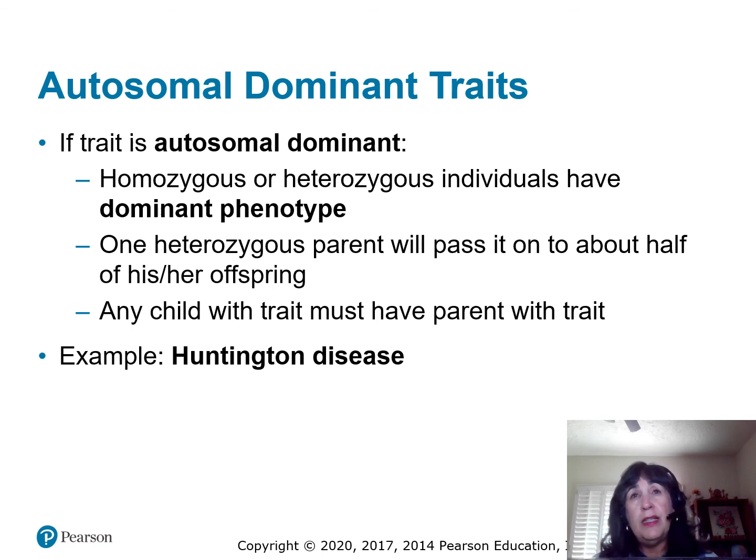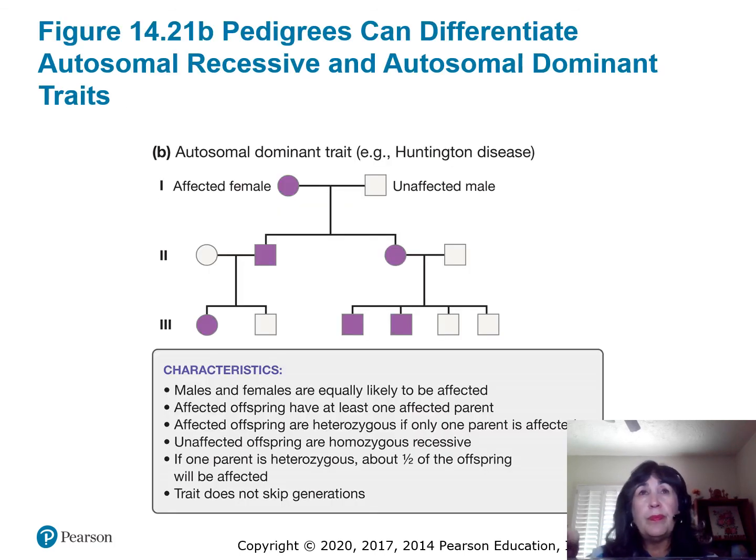So it says here, homozygous or heterozygous individuals have the dominant phenotype. Remember, it only takes one allele for it to be expressed, and this will be passed on to about half the offspring. So let's take a look at this one and see how it differs from the other one. This is for a dominant trait, Huntington's disease.